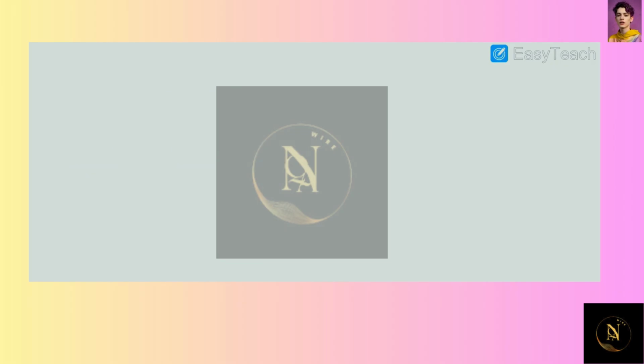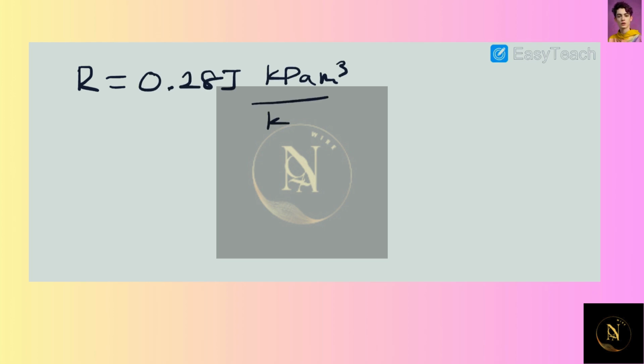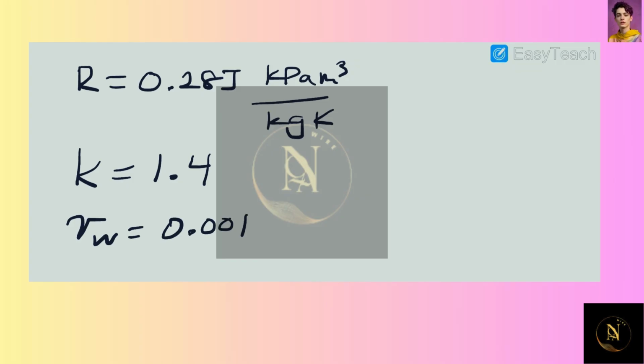Next, we're going to write down the properties of our gas air and some properties of the water. So since we know we're dealing with air, our gas constant is going to be 0.287 kPa cubic meters over kilogram Kelvin. Our specific heat ratio of air is going to be 1.4, and our specific volume of water will be 0.001 meters cubed per kilogram.